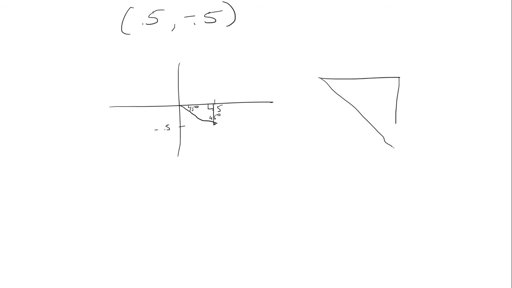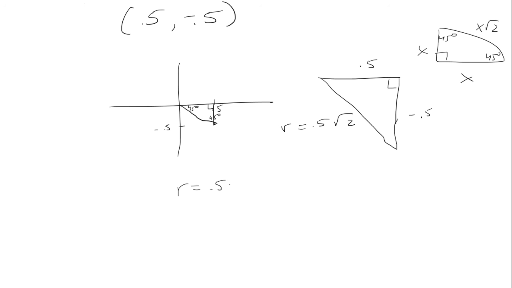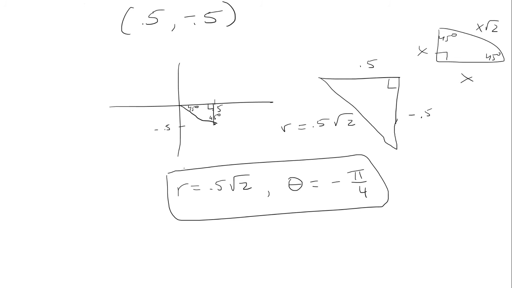I'm going to draw this out bigger so you can see. So this is negative 1/2. This is a 1/2. So the hypotenuse is just 1/2 root 2, right? If you have a 45, 45, 90, it's just x root 2. And so r is the hypotenuse. R is 1/2 root 2. So I need to find the angle. The angle here is 45 degrees below the x-axis. 45 is pi over 4. So that would be negative pi over 4. And this is our answer.